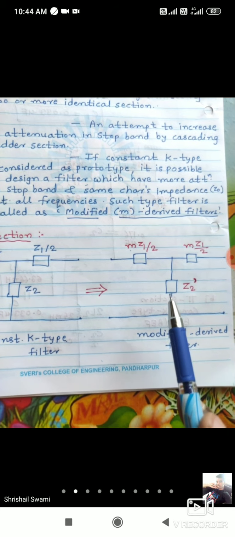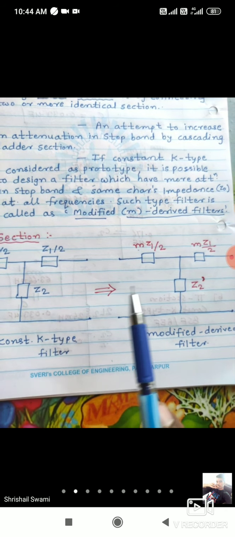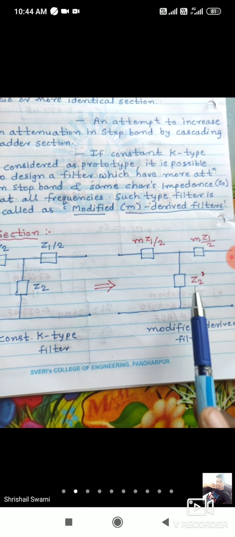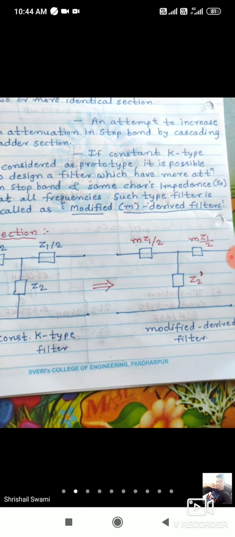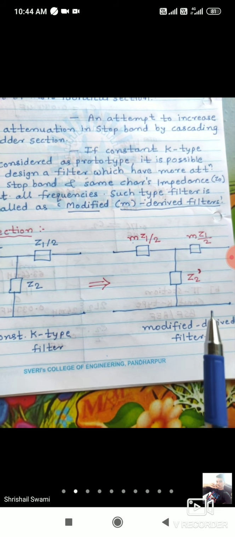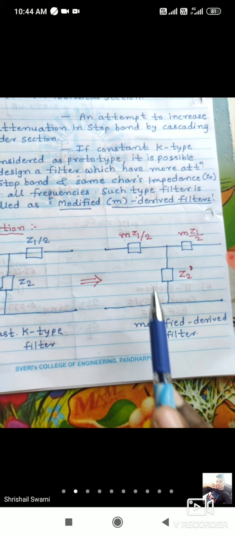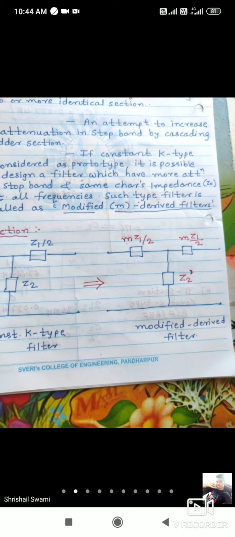As the T section is original, what type of modification are we doing? Instead of Z1 by 2, it will come M into Z1 by 2. M is a constant. Similarly, Z2 is replaced by Z2 dash. What will be the formula of Z2 dash? What will be the modification in the parallel arm? That we have to get by using the derivation. So this is called the T section of M derived filter. Modified means M.